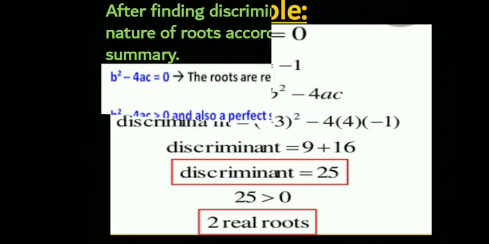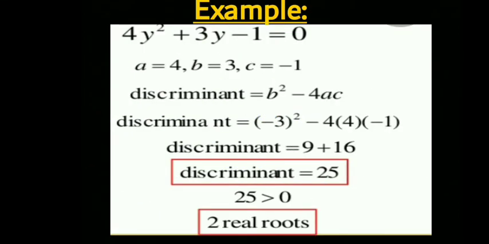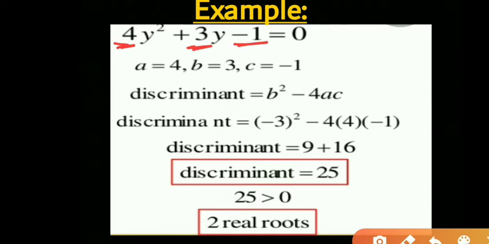I'm going to take an example here, which is in terms of y. After comparing, the coefficient of y square is 4, so a is 4, b is 3 and c is minus 1. When I put all these values into the discriminant, b square minus 4ac, I get 25. As 25 is greater than 0 and is also a perfect square number.